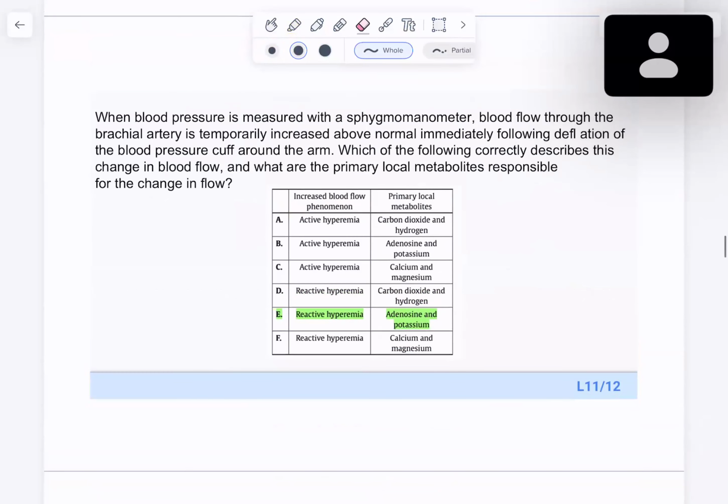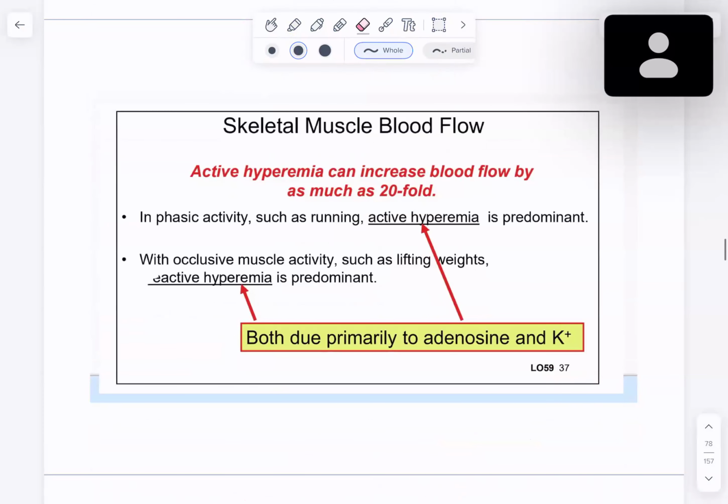So here what they told you is that, you guys know how blood pressure is taken, right? They put this cuff around your upper arm and they inflate it so much that they compress the brachial artery. When they compress the brachial artery, blood flow stops. And then once they've taken blood pressure, they deflate this cuff, so blood flow is returned. And this is known as reactive hyperemia, because there's an occlusion that was removed. And so this is reactive.